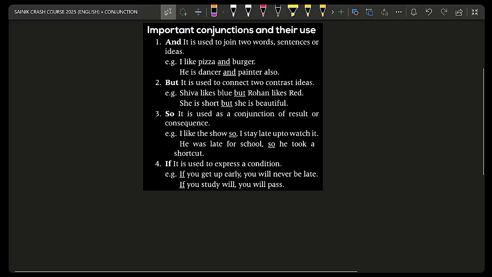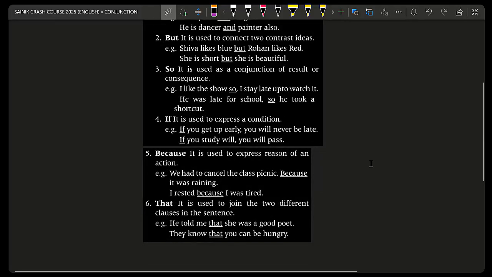So after if, we're going to discuss because and that. Because is used to express the reason of an action. We had to cancel the class picnic because it was raining. So the first thing is the conclusion, the second thing is the reason. What is the reason for the first statement? It is the second statement. So when the reason comes next, we use because between them.